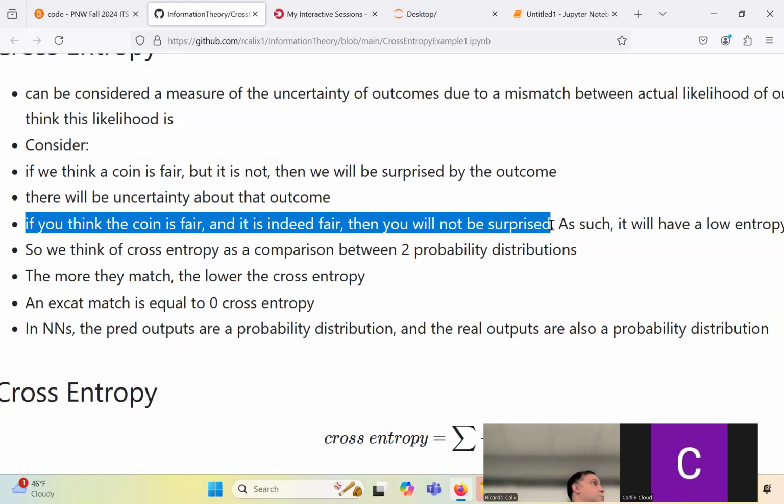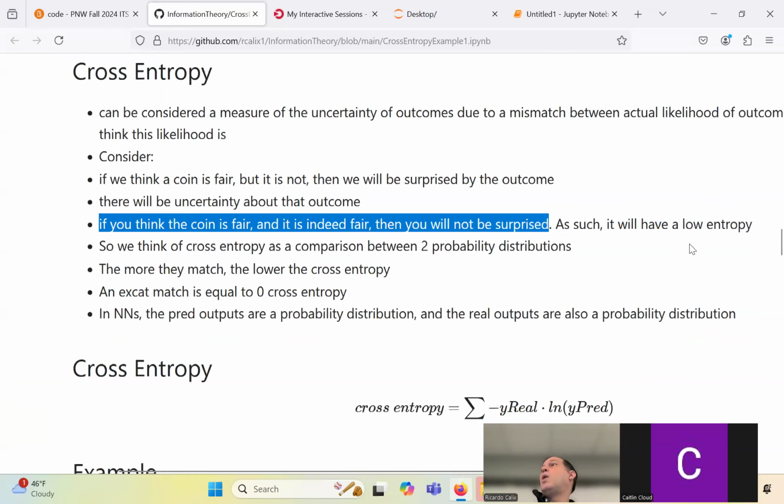And so it corresponds really nicely to entropy because the model says, like when you think the coin is fair, you think this is a cat with probability of 0.9, and it is indeed a cat with probability of 1. So when you compute with those values in entropy, you will not be surprised, and that translates to the entropy being low. So you're minimizing cross entropy, essentially. All right, so that's the idea. As such, it will have a low entropy, which corresponds, as I said, to the minimization objective.